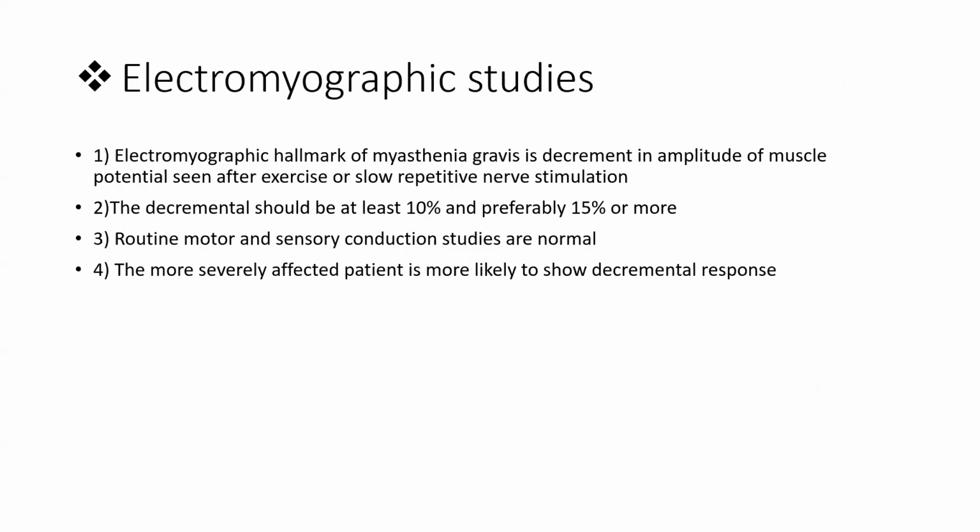Now, the next test is electromyographic studies. The electromyographic hallmark of myasthenia gravis is a decrement in amplitude of the muscle potential seen after exercise or slow repetitive nerve stimulation. The decrement should be at least 10% and preferably 15%. Routine motor and sensory conduction studies are normal. The more severely affected patient is more likely to show a decremental response.